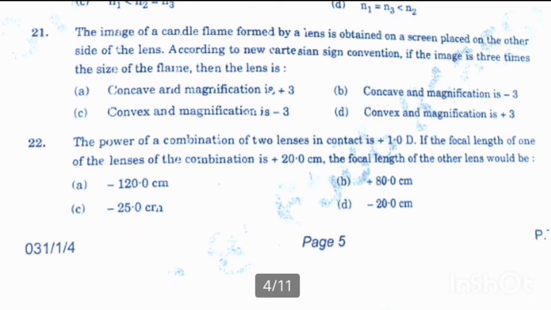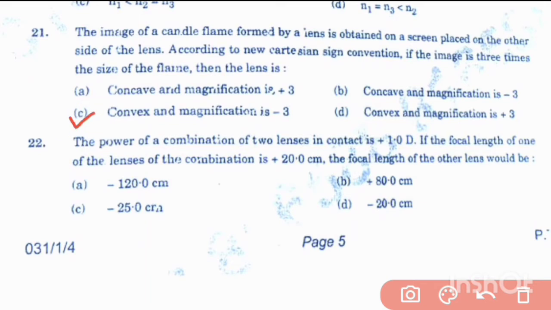We have the image of a candle flame formed by a lens, obtained on a screen placed on the other side of the lens. According to the new Cartesian sign convention, if the image is 3 times the size of the flame, then the lens is: option A, concave and magnification is +3. Option B, concave and magnification is -3. Option C, convex and magnification is -3. Option D, convex and magnification is +3. So the correct answer is convex and the magnification is -3.